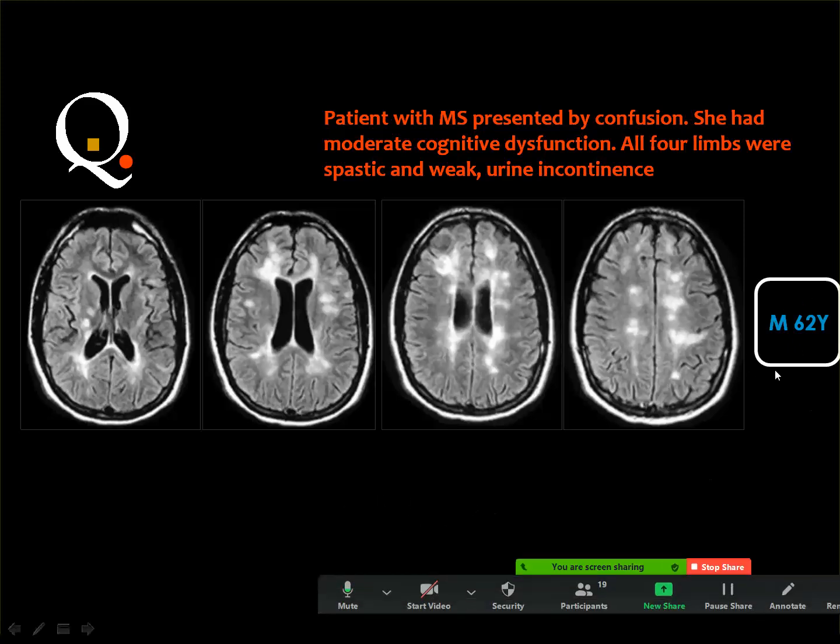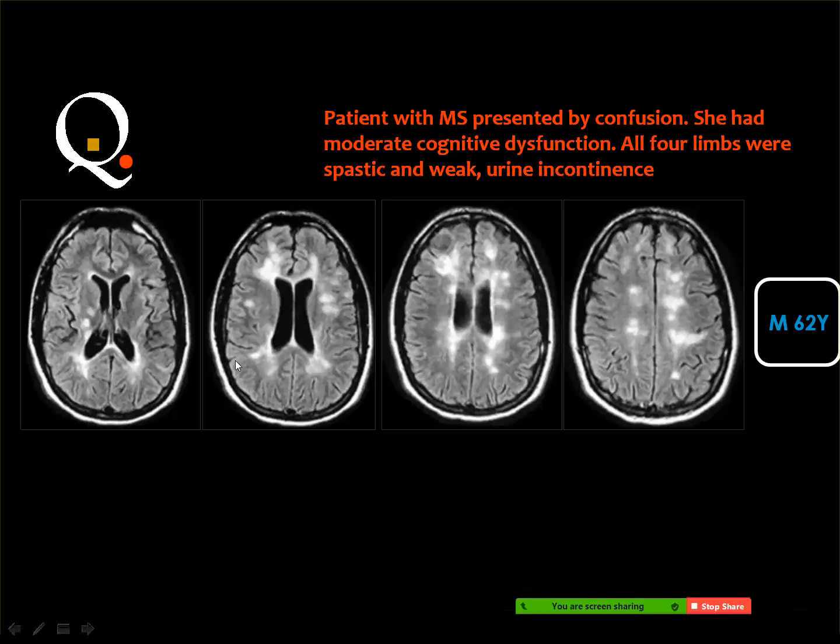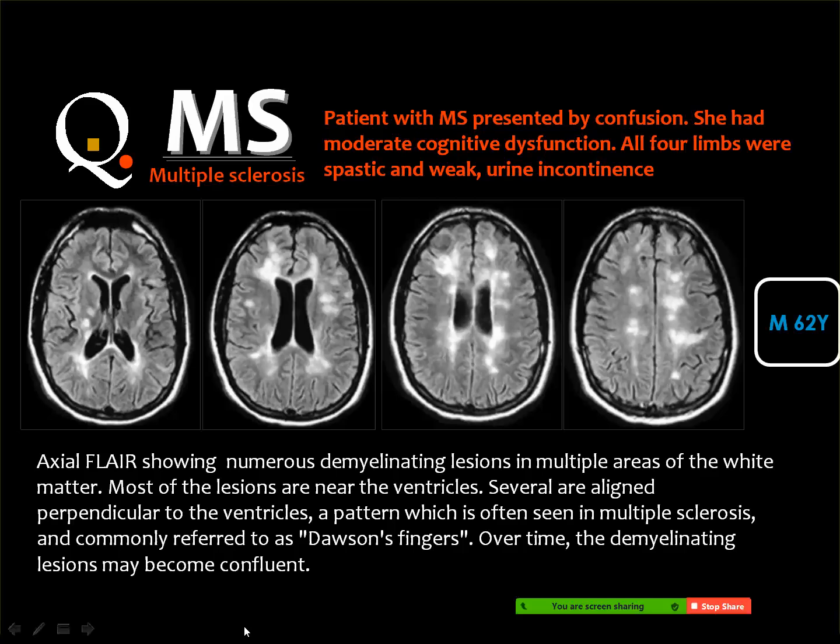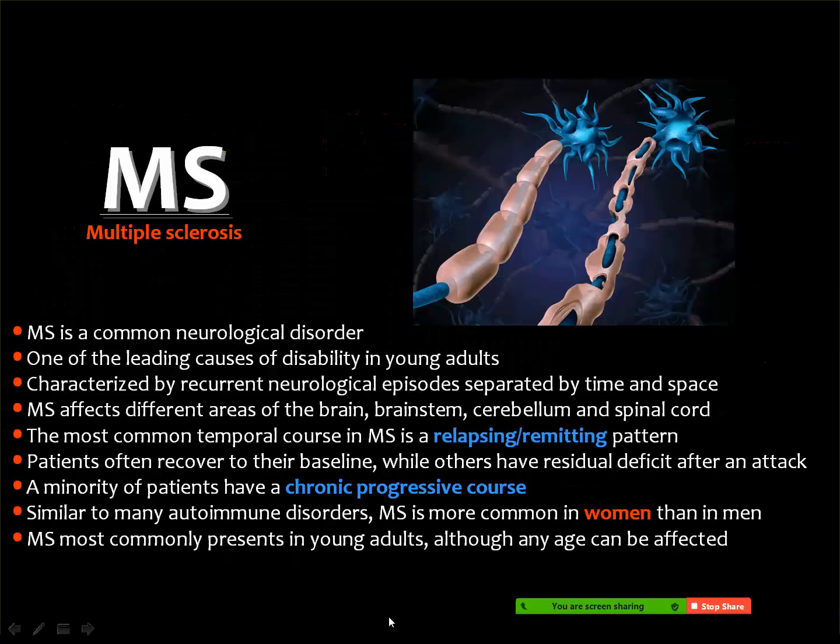Then how can you separate these lesions that are definitely MS from the subcortical arteriosclerotic encephalopathy based on the patient age? Actually, it's only the history and the previous films which can tell you that you are dealing with a case of MS or a case of ischemic encephalopathy. Then let's go to the MS. MS is an autoimmune disorder.